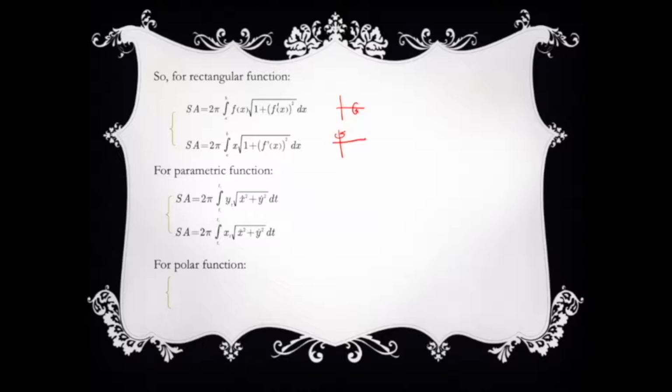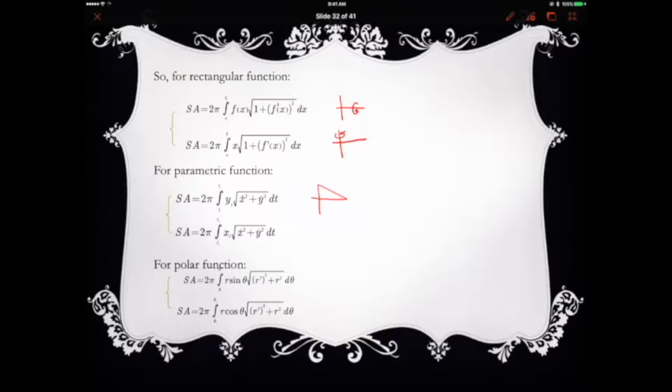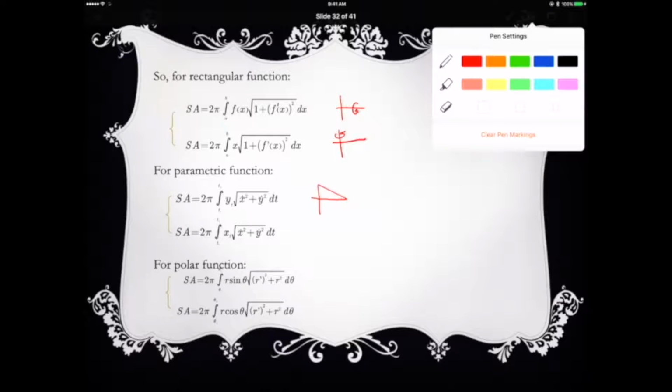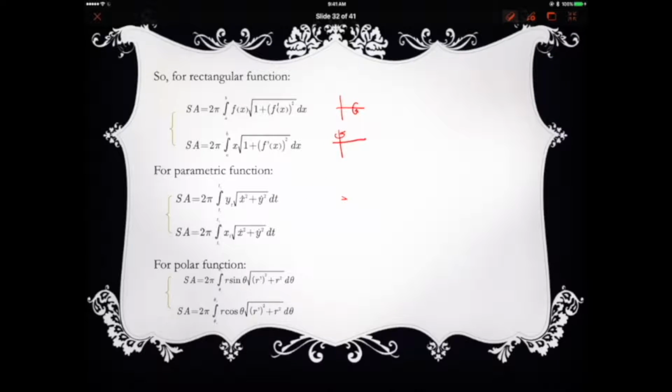Finally, in polar functions, y is equal to r sin θ and x is equal to r cos θ. So the surface area is equal to the integral from θ1 to θ2 of 2π r sin θ times the square root of r′² + r² dθ, or the integral from θ1 to θ2 of 2π r cos θ times the square root of r′² + r² dθ.